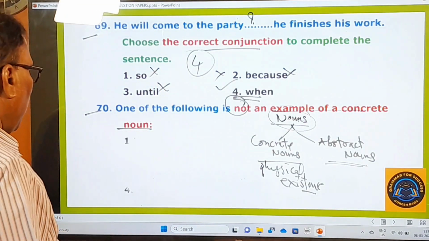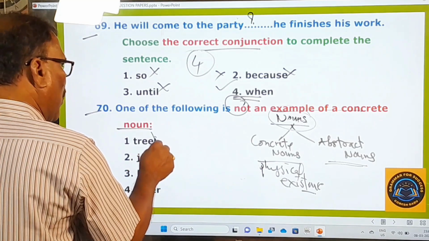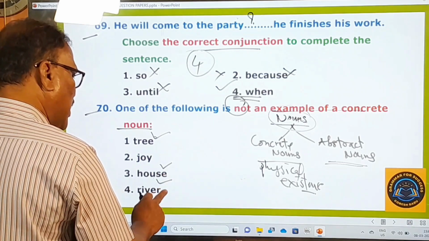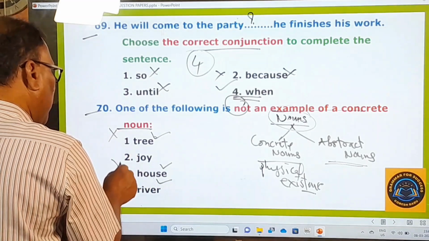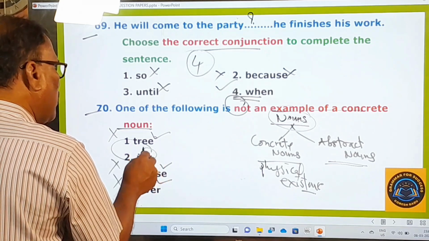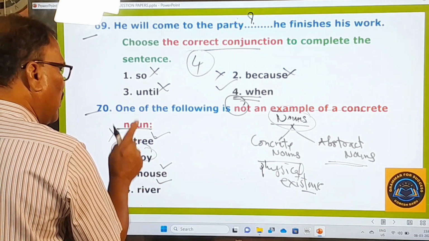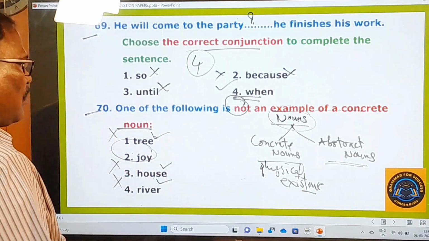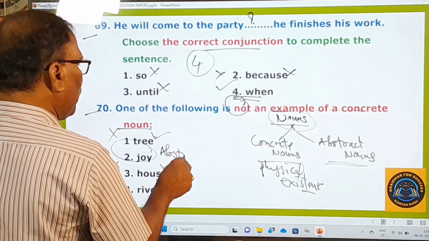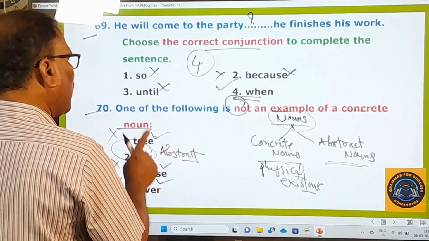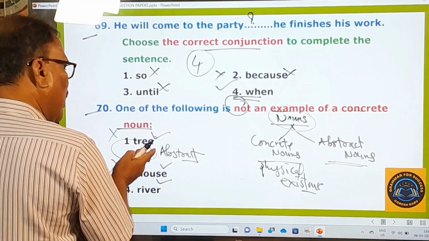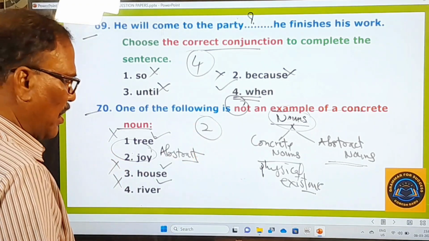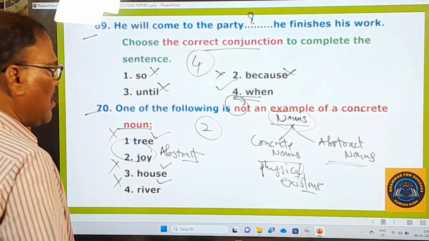So what are the options given here? Tree. Tree is a concrete noun. You can see it and you can touch it. House, you can see it and you can touch it. The river, you can see and you can touch it. Therefore, the first one, third one, fourth one are wrong. Only this joy is there. You cannot see it. You cannot touch it. You can only imagine. So this is an abstract noun. Abstract noun means not a concrete noun. So therefore, this second one is going to be your answer. And now let's move on to other questions.